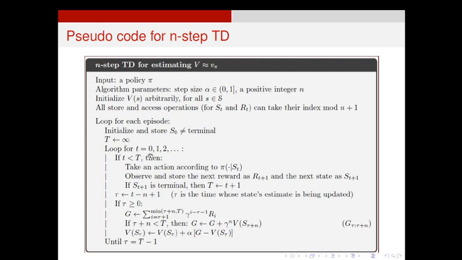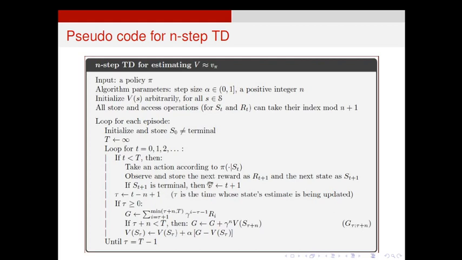Then loop over t equal to 0, 1, 2, etc., starting from S0, S1, etc. Then if t less than T, that means the current t value is less than infinity, then you should take this action. That means you just calculate the n-step return and make updates. It's very simple. Take an action according to pi of St. We start from the initial state to the next state using an arbitrary action A.